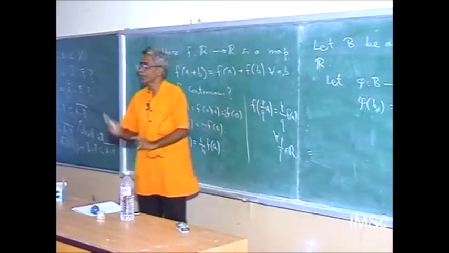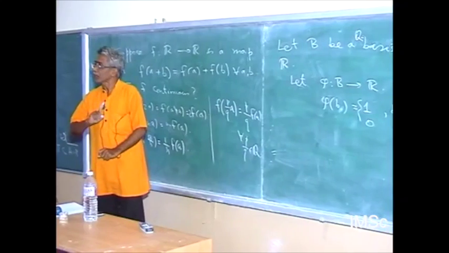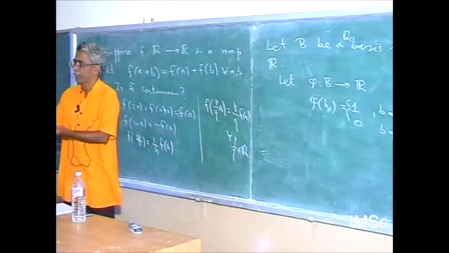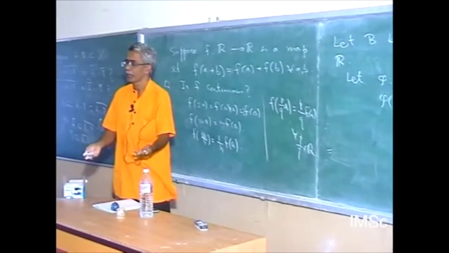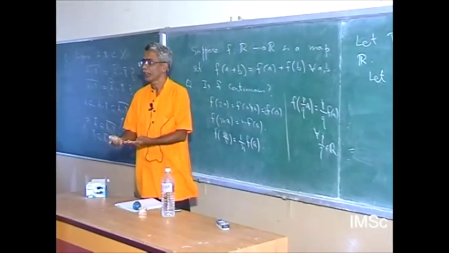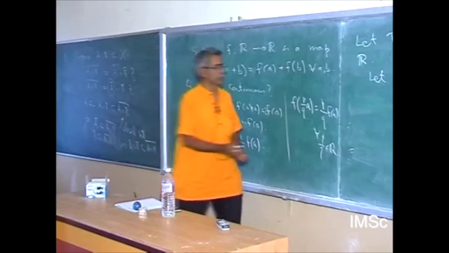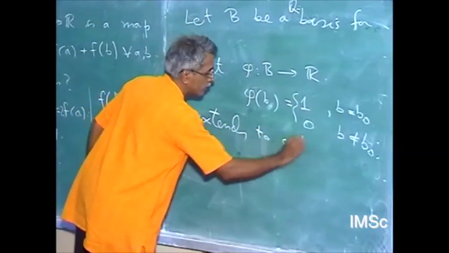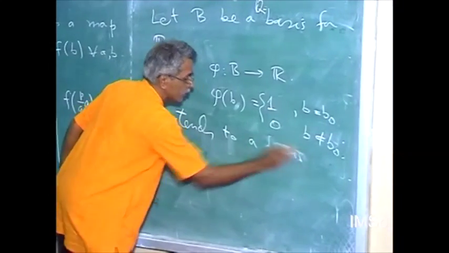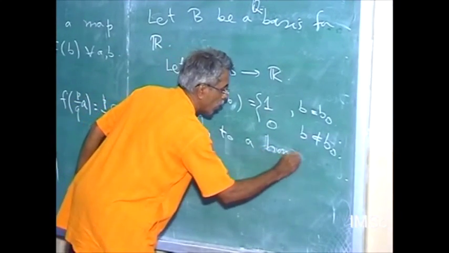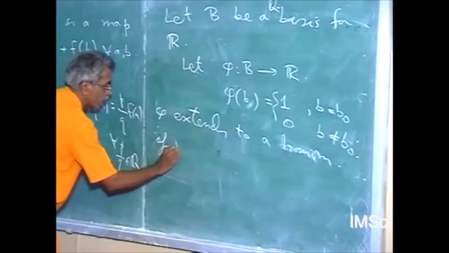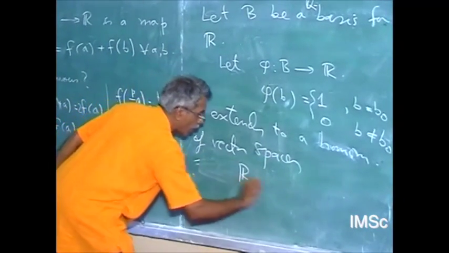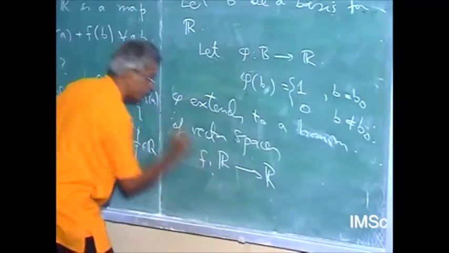Now I have defined a set map on a basis, so it extends uniquely to a vector space homomorphism, because once you know any set map on a basis, there is a unique way you can extend it to a vector space homomorphism. So it extends to a homomorphism of vector spaces from R to R. Call that F.